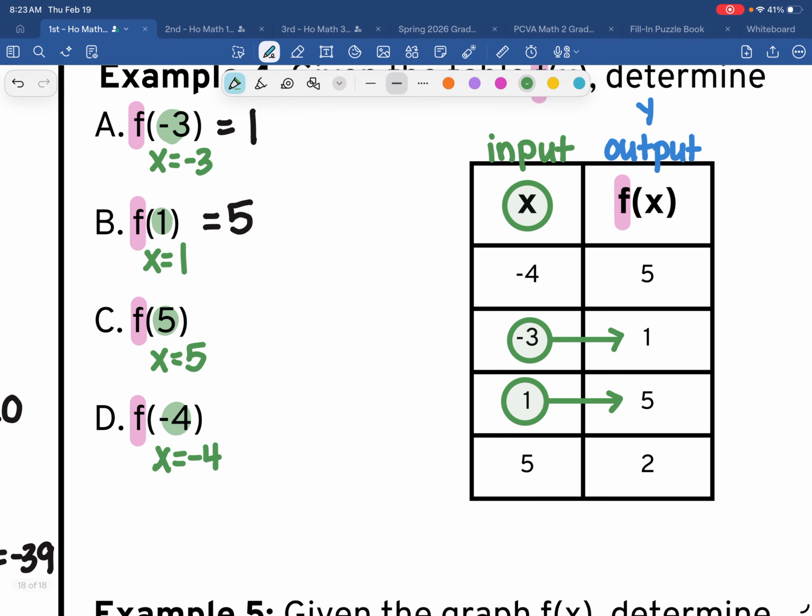All right, so then we have, of course, f of 5. So the x value of 5 gives me an output of 2. And last but not least, if I'm looking at the input of -4, that's going to give me an output of 5. All right, so again, with a table, make sure your name matches up, and then at that point, you're going to look for the x, the input value, to find the output.